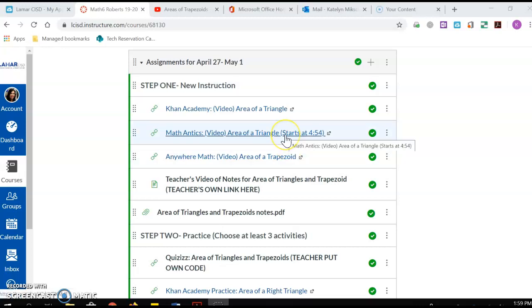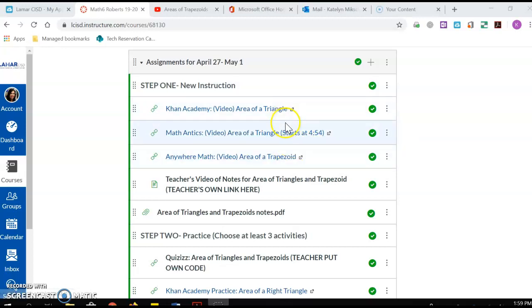And one thing, the Math Antics video has area of several shapes. If you want to watch it as a review, that's fine, but if you want to fast forward to about 4 minutes and 54 seconds in, that's where you will see the specific information for area of a triangle.